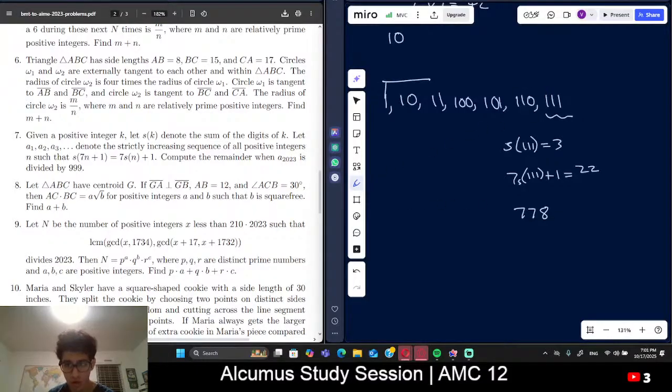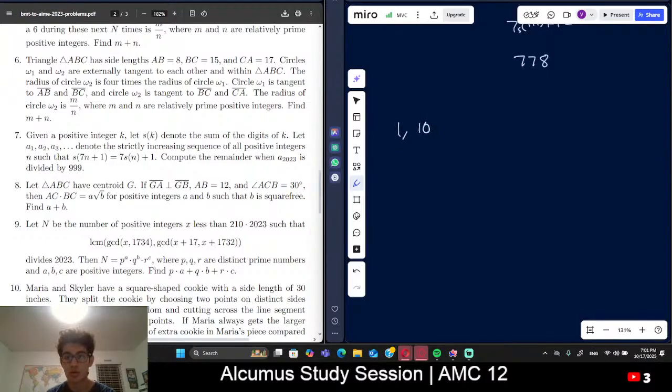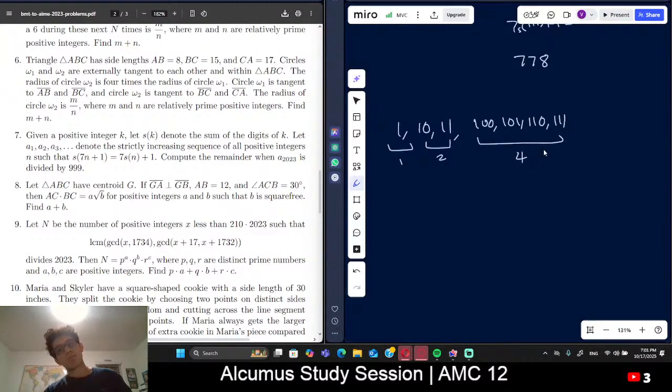And I think the same can be said for all of these, meaning we've made some progress. So 1 works, 10 works, 11 works. For 1 digit, there's 1. For 2 digits, there are 2. For 3 digits, there will be 2 to the 3 minus 1. Let's write them out: 100, 101, 110, 111. There are 4 of these. For the next one, you will have 8, which is 2 to the 3rd, and so on. So now you've got 1 plus 2 plus 4 plus 8 plus and so on.